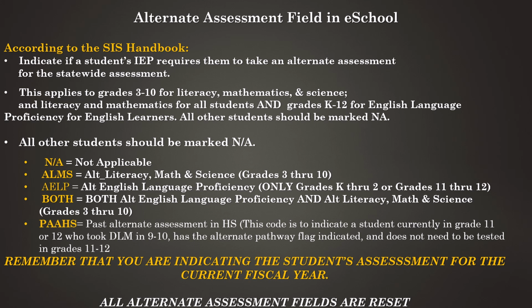With the change to DOM as the alternate assessment, there are now 4 allowable codes. They are as follows: NA for not applicable; ALMS, alternate literacy, math, and science, grades 3 through 10; AELP for the alternate English language proficiency, that's only grades K through 2nd, or grades 11 through 12. And lastly, there's both the alternate English language proficiency and the alternate literacy, math, and science for grades 3 through 10 only. Remember that you are indicating the student's assessment for the fiscal year and that all alternate assessment fields are reset to NA at rollover.